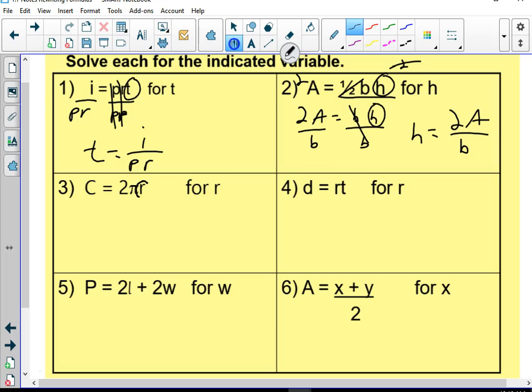Okay? What's attached to the r? Pi and 2. How are they attached? How do we undo that? 2 pi, 2 pi. Cancel, cancel. R equals C over 2 pi.